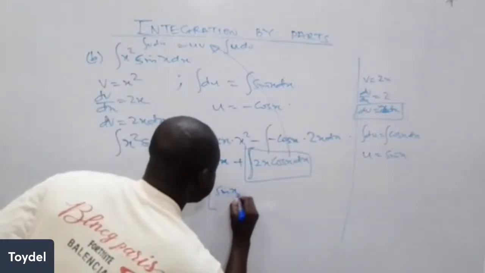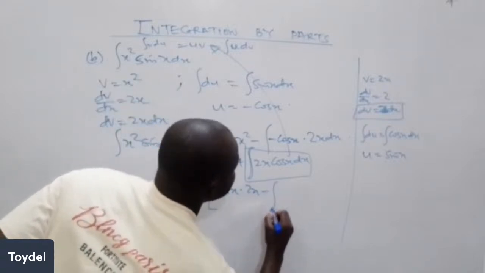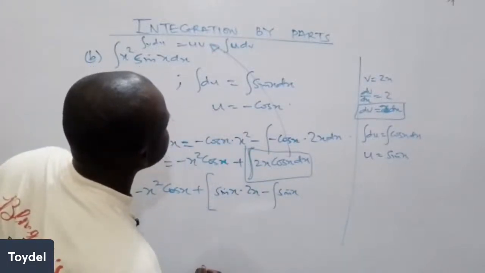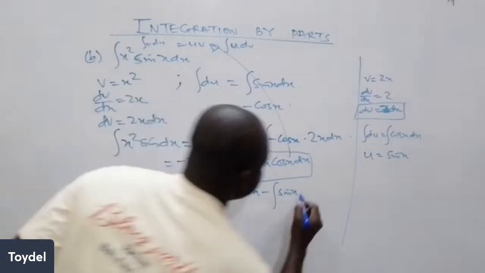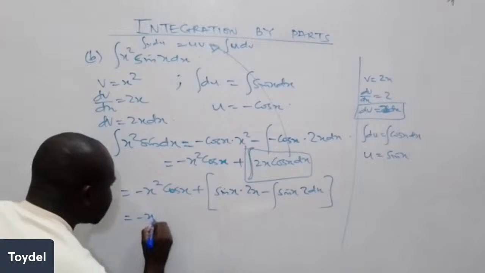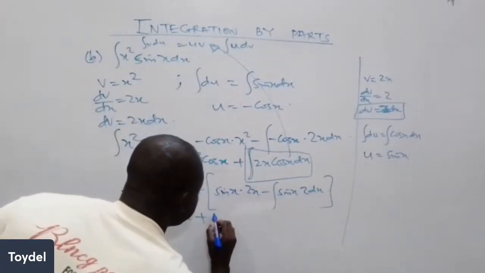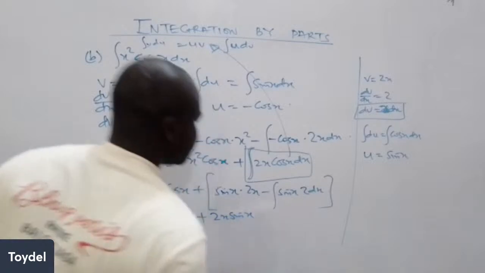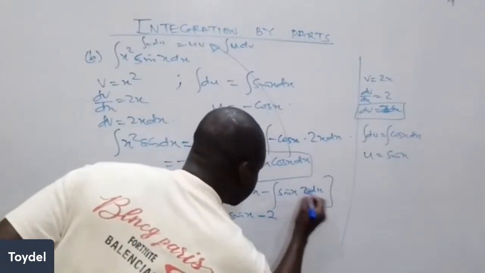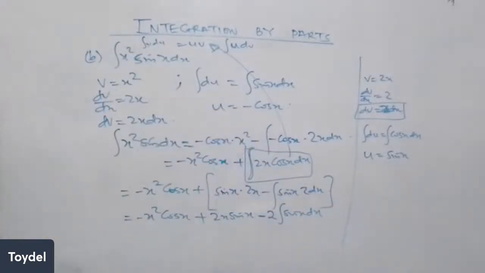I'm going to have sine x multiplied by u, which is 2x, minus the integral of v, which is sine x, then what is du? Sine x du rather. du is 2 dx. So that is the way to express it. Then here I'm going to have minus x squared cos x plus, I can just do what I have here. I will have plus 2x sine x. Okay, then minus, 2 can come out, the integral of sine x dx. If I integrate sine, I'm going to get minus cos, and that's what I'm going to get.